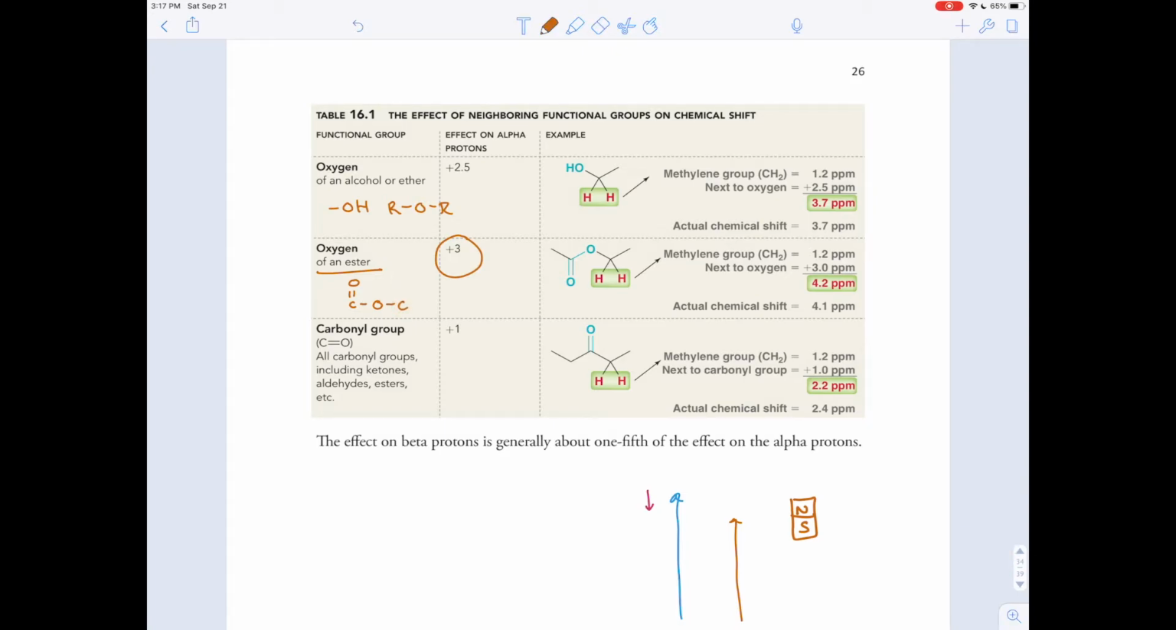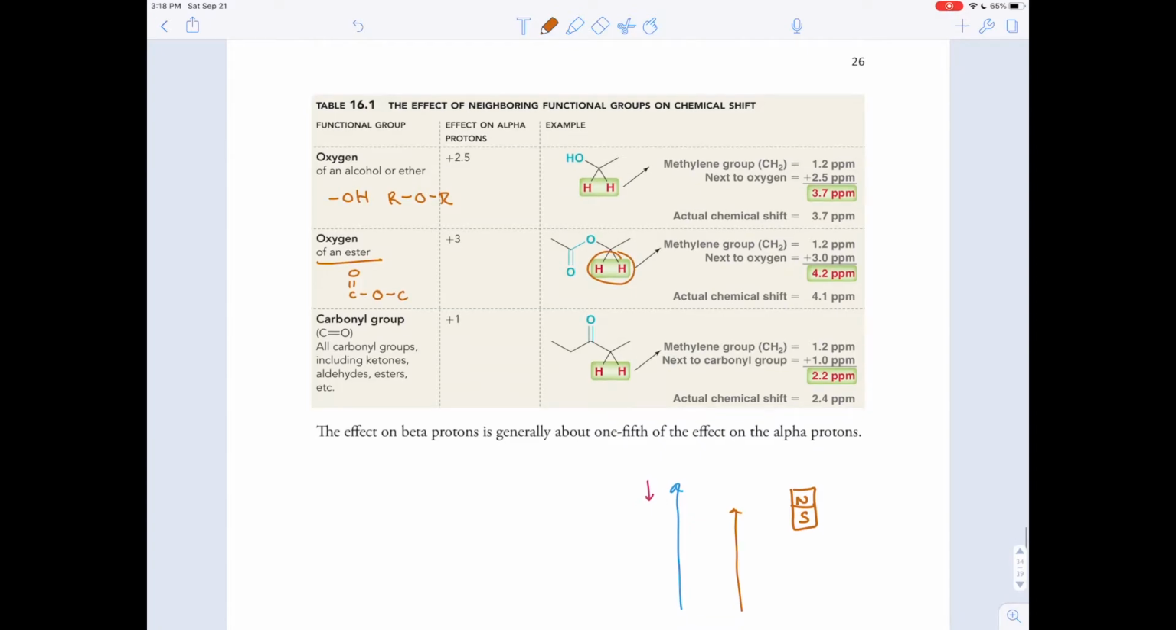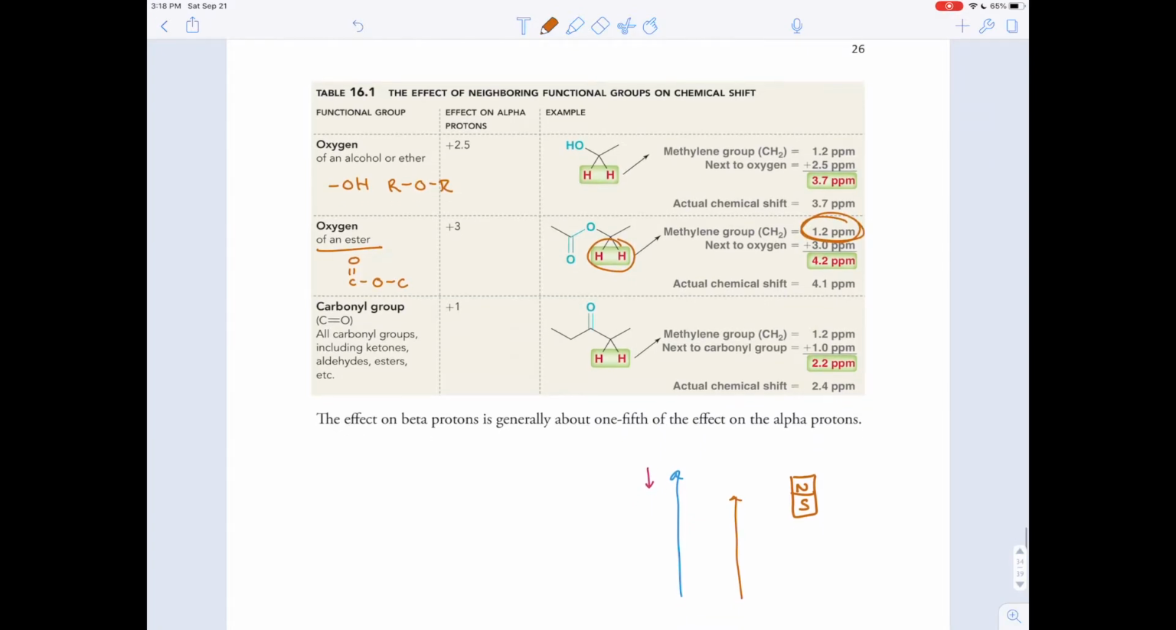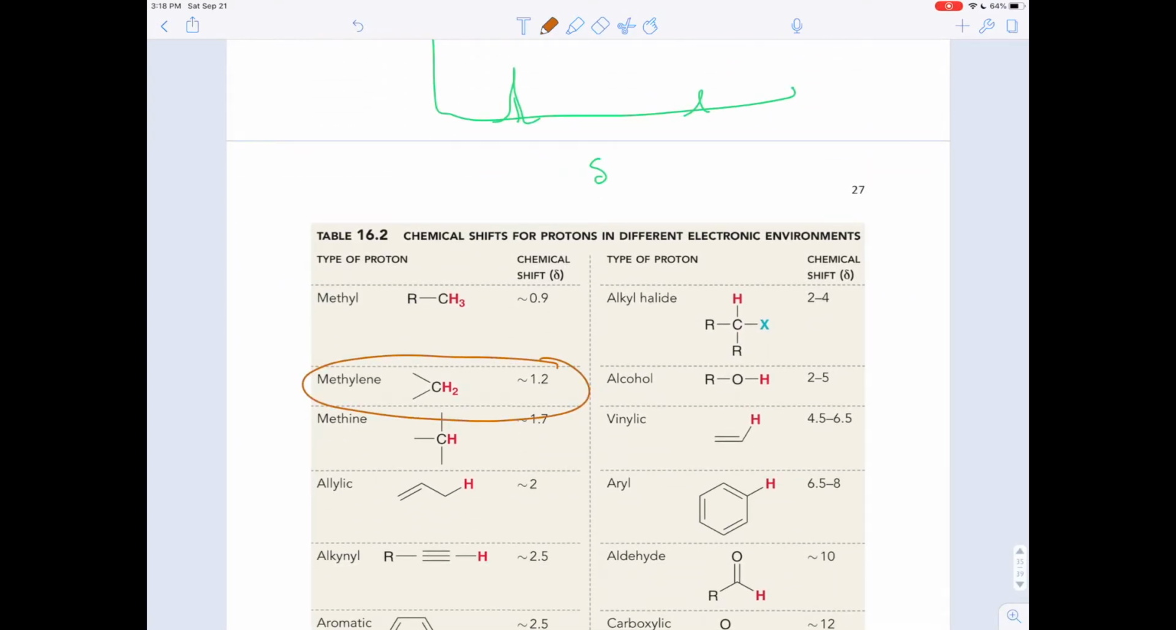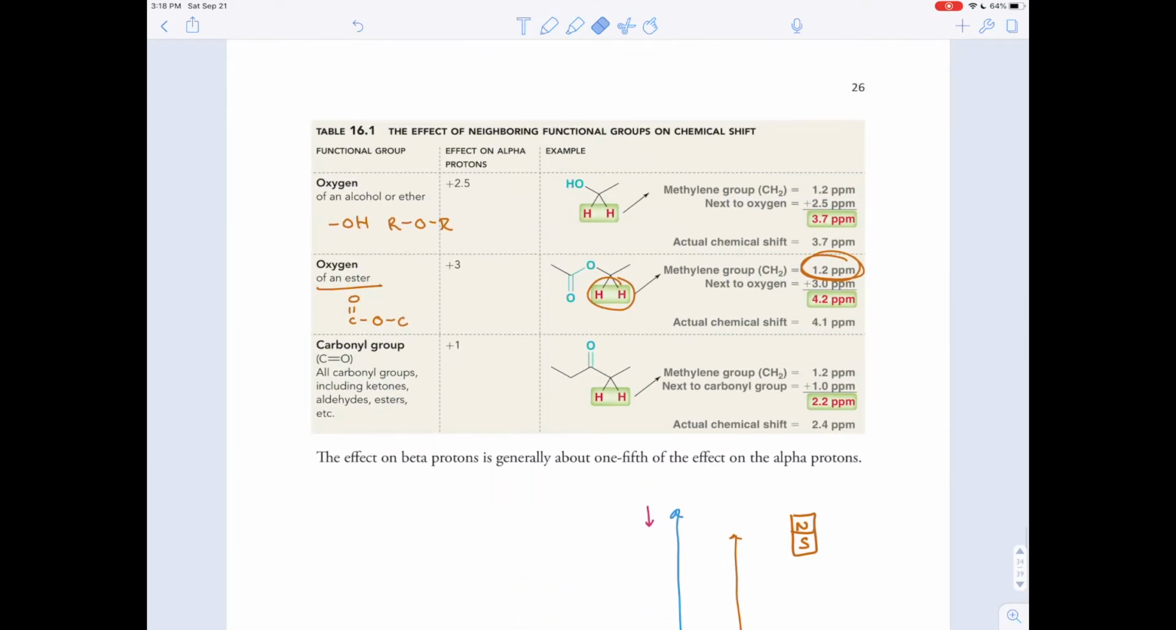And so you would add 3 parts per million to the shift. So if normally these CH2s would cast a shadow at around 1.2 parts per million, in the presence of this ester, you add 3 more to that and they would actually cast a shadow at 4.2 parts per million. It's harder to get them to flip when all their electron density is being stolen by this group.